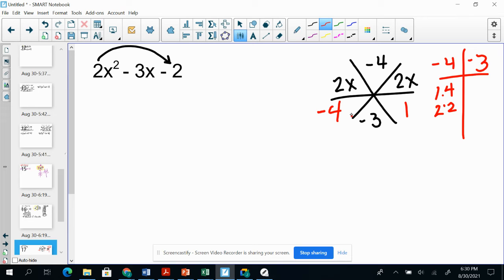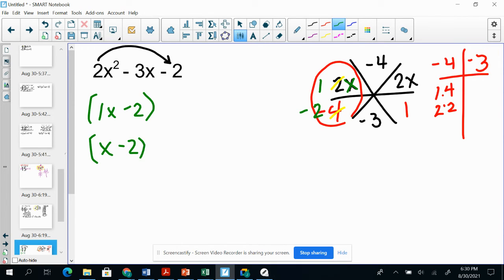Now, I'm looking at this not fraction. Again, it is not a fraction, but 2 and negative 4 can be reduced, and that can become a 1 and a negative 2. So 1x, negative 2. So that is 1x minus 2, or you could write x minus 2, because remember that 1 is assumed. If I look at this not fraction, the 2x and the 1 cannot be reduced because that's a 1. So it's going to be 2x plus 1.